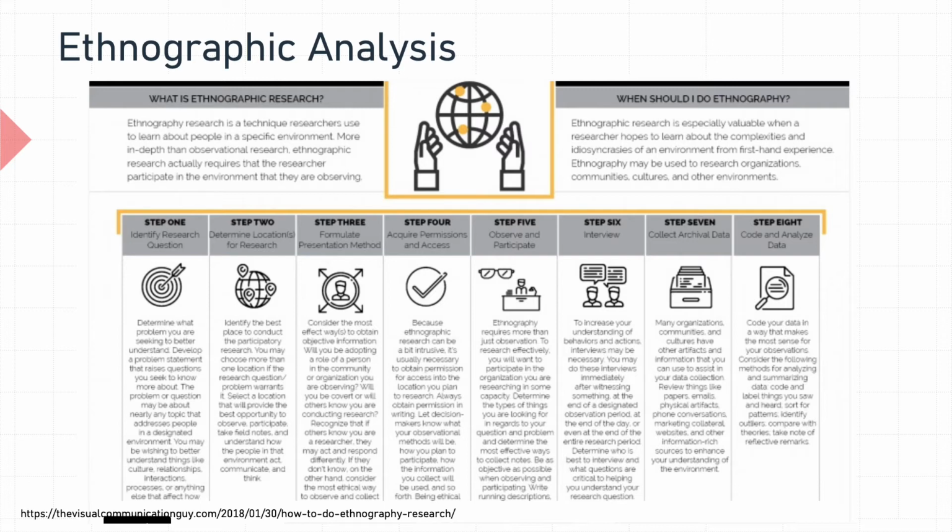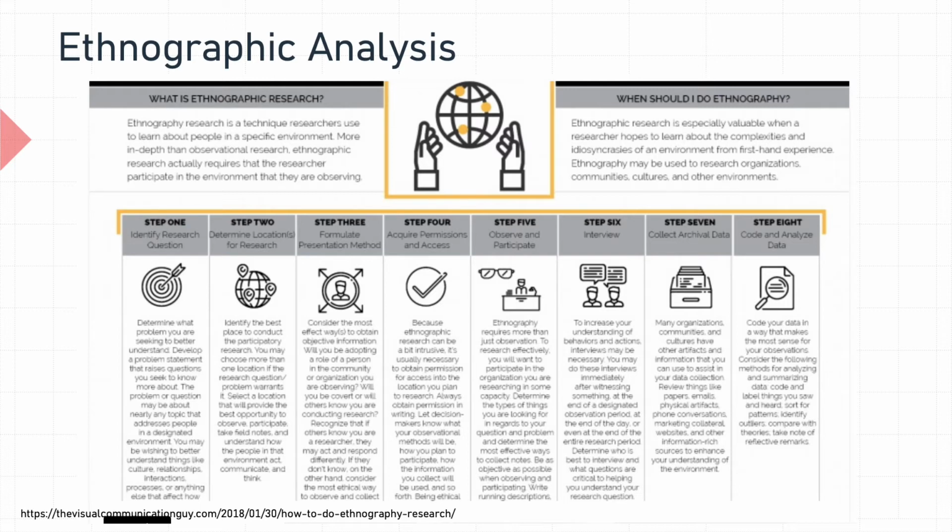Step 4 is you have to require permission and access. So you will need an IRB, and you need permission from the location where you will be. You need to observe and participate. Ethnography requires more than just observation. To research effectively, you want to participate in the organization you are researching in some capacity.